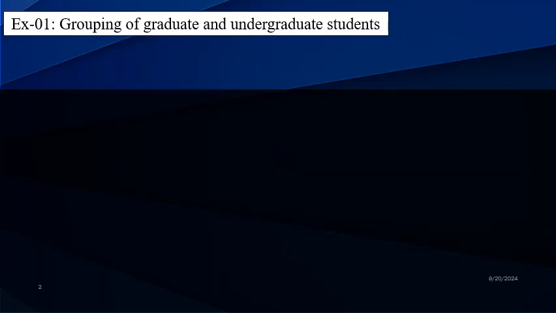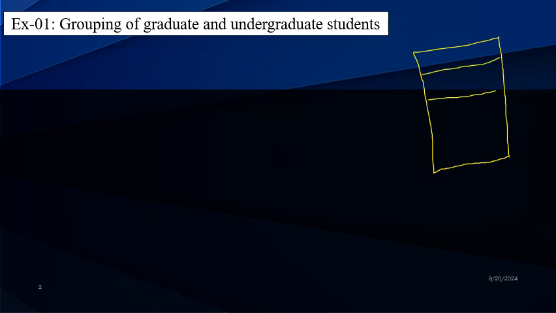In the last problem we discussed grouping 4 graduate students and 12 undergraduate students into 4 groups, in such a way that each group contains only one graduate student. We saw the solution. Today I will talk about another approach, which is much simpler. We have 4 groups: this one is group 1, this one is group 2, this one is group 3, and this one is group 4.